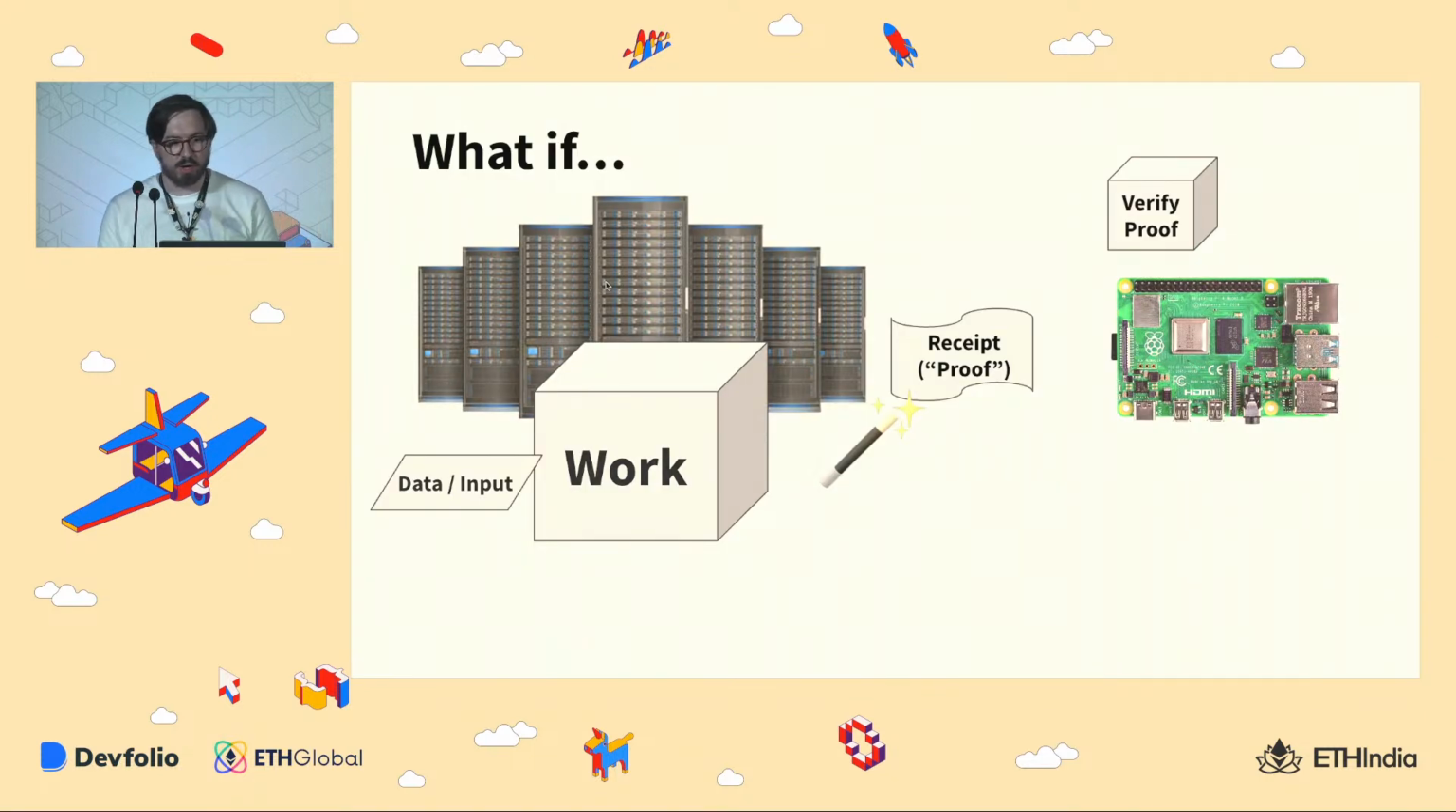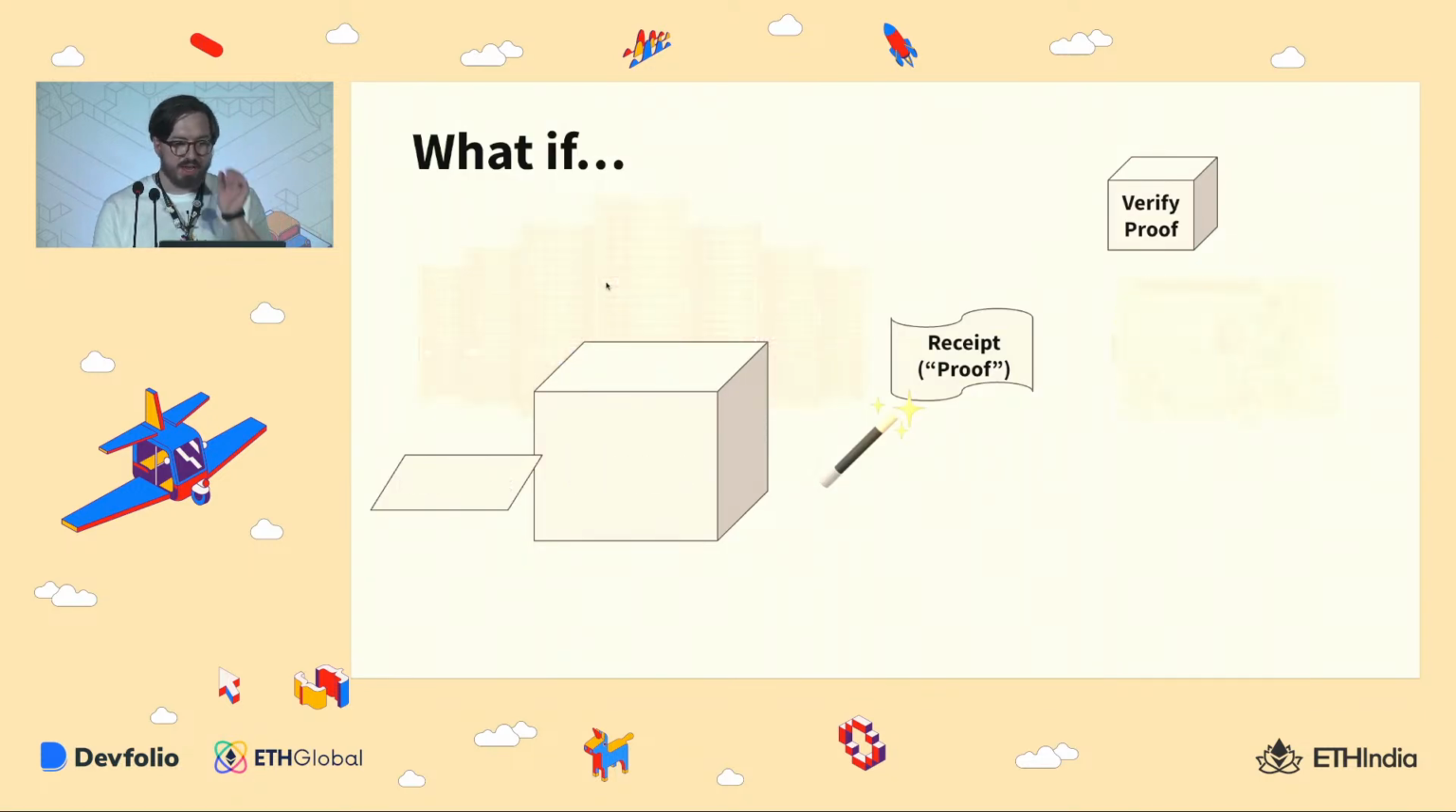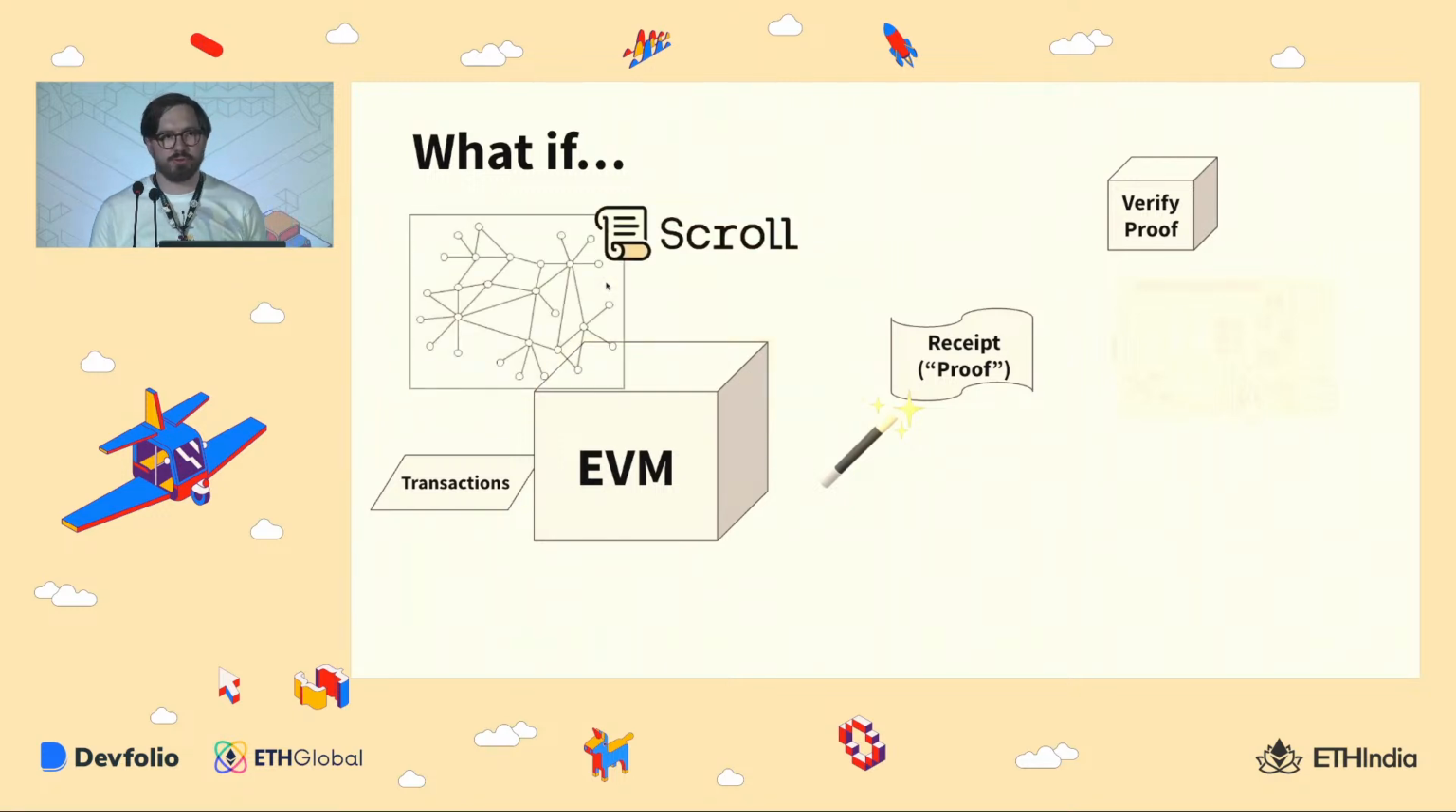Okay, so back to our imagination scene here. Let's specify what this work could be. What if the work being done was the EVM, the Ethereum virtual machine, right? And it was doing work over incoming transactions. And instead of a supercomputer, we have a really powerful blockchain network called Scroll, right? It's got a lot of resource requirements, but that's okay because it will output a proof, and that proof won't be verified by a Raspberry Pi, but instead by Ethereum smart contracts, right?